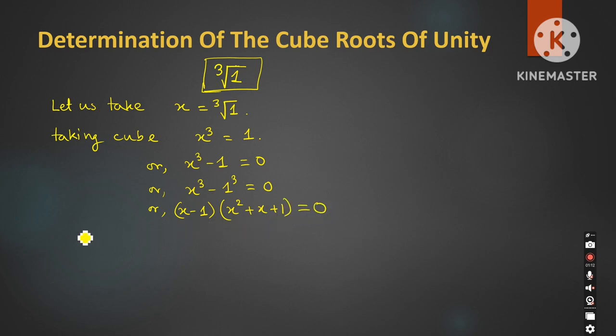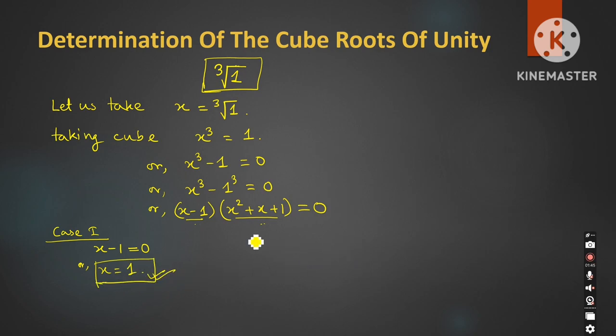Here two cases arise. First one is x minus 1 equals 0, since the multiplication of these two factors equals 0 means either this part is 0 or this part is 0. So from the first case we can write x minus 1 equals 0, or x equals 1. Here is the first value of the cube root of 1, that is 1.